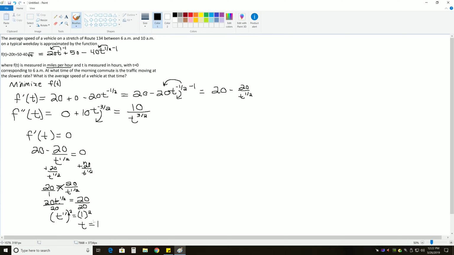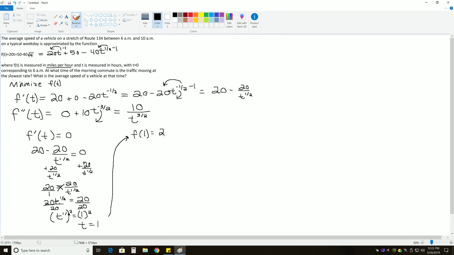Okay, so now that we have this t equals 1, this is a partition number. The way that we check if it's a critical number is we go back to our original function and plug it in, and we have to get a real number out of it. So we can't get division by 0 or a negative inside of a square root and so on. So we're going to bring this step up over here, and we're going to find f of 1 to make sure we get a real result.